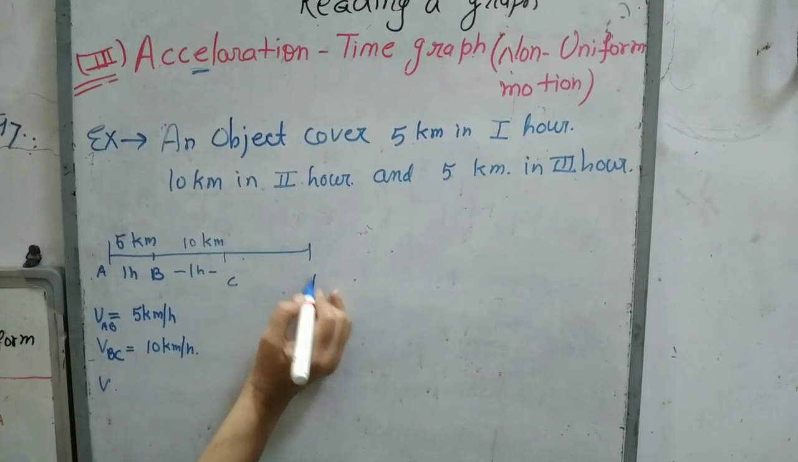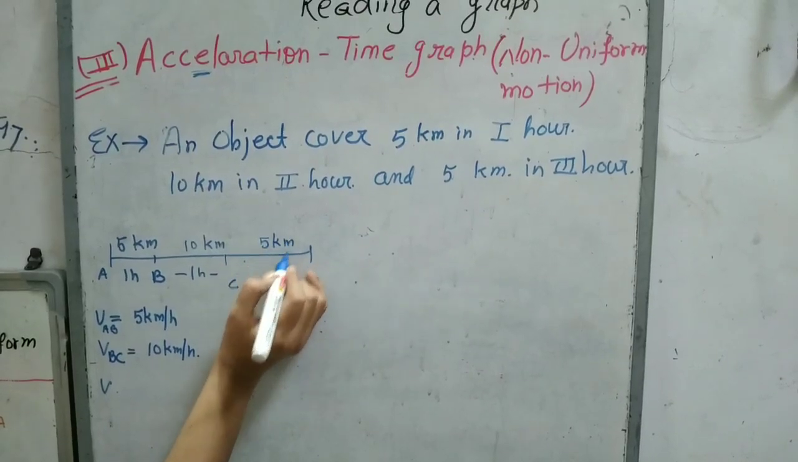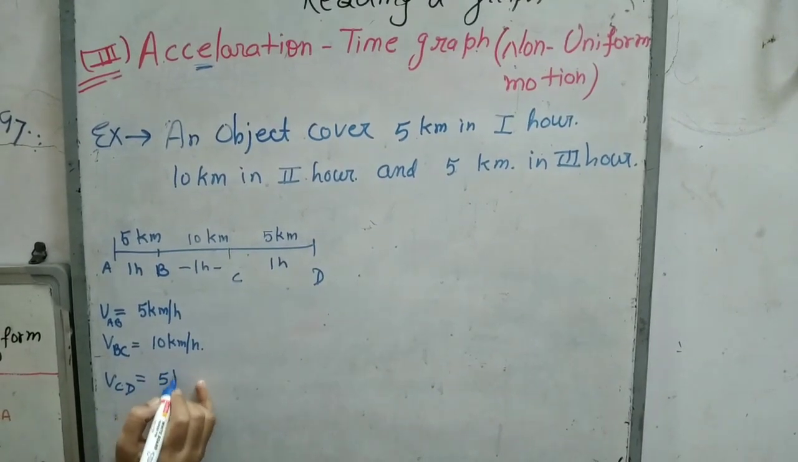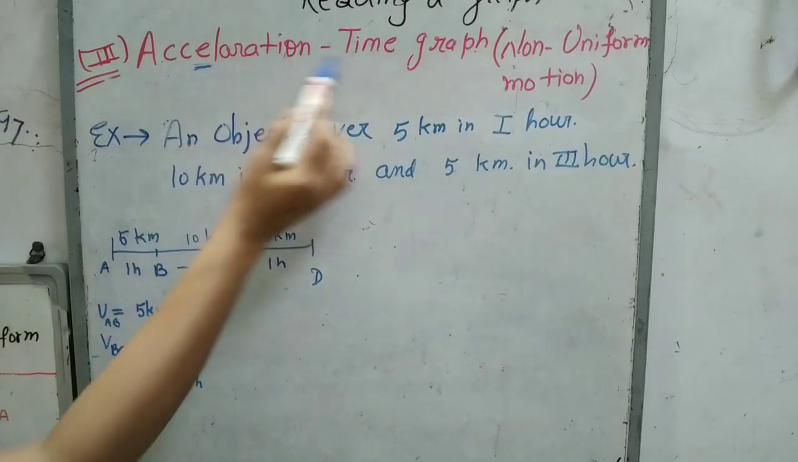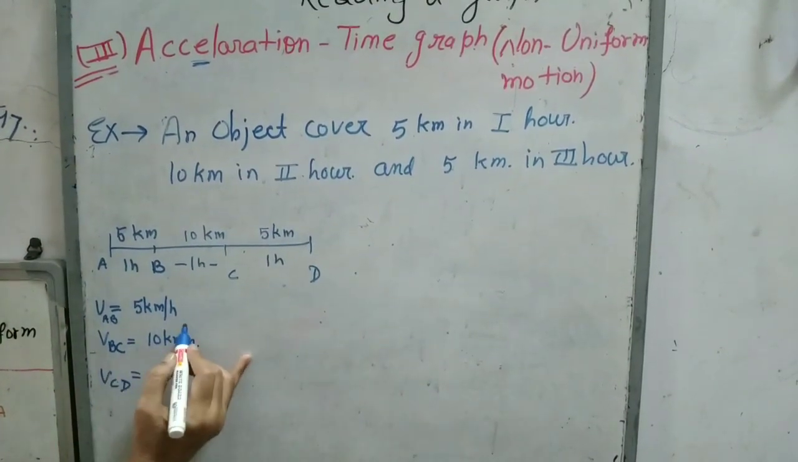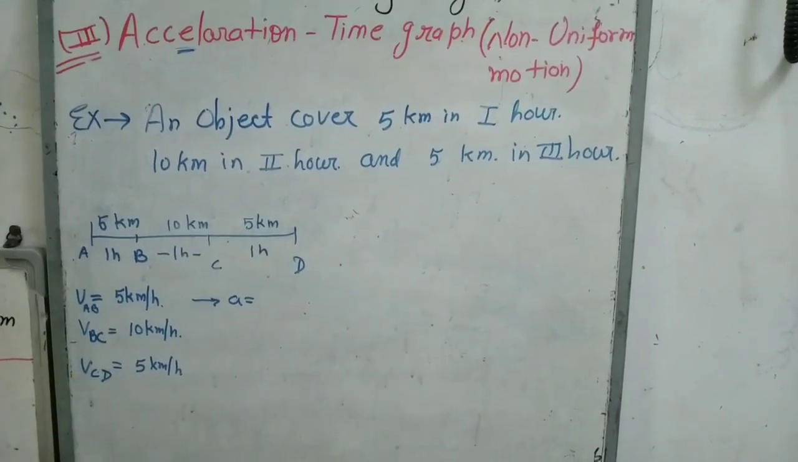That means 10 km per hour. And velocity again from C to D, it has traveled 5 km in next 1 hour. So velocity of C to D will be 5 km per hour. But here acceleration time graph, we need to find what is the acceleration. So starting acceleration is 5 km per hour.